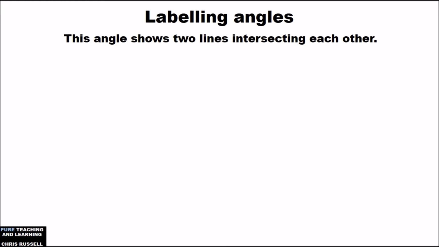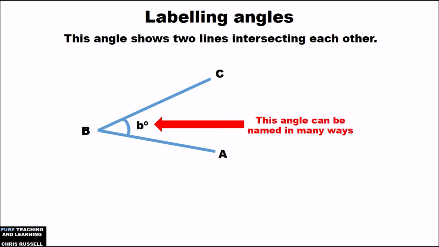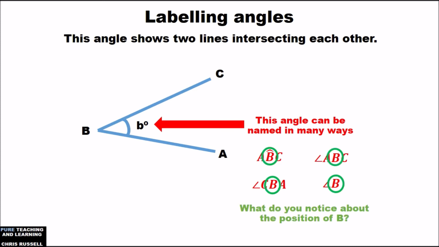Labelling angles. This angle shows two lines intersecting each other. Here we can label this angle B. This angle can be named in many ways. For example, the angle ABC, the angle CBA, and the angle at B. What do you notice about the position of B?